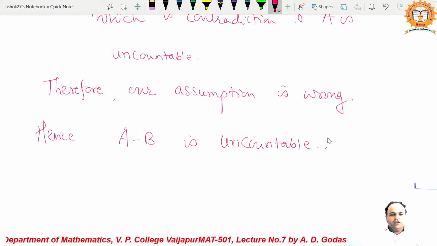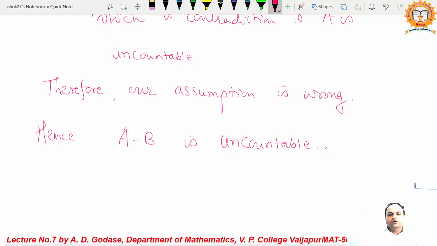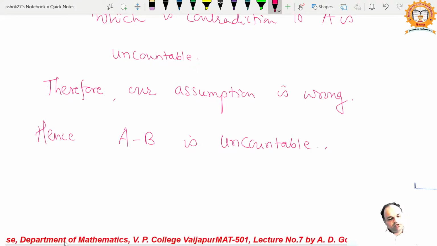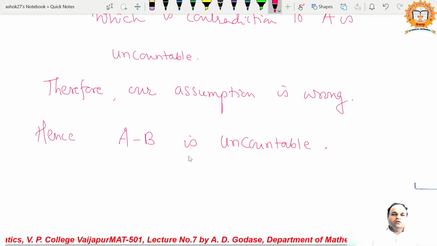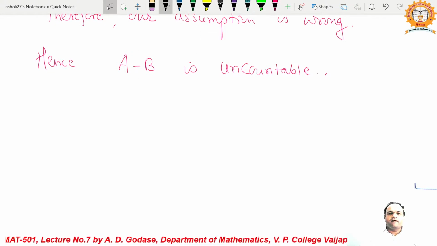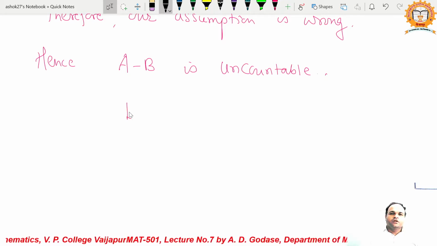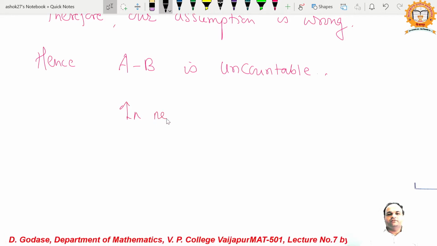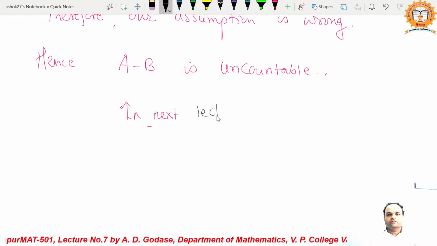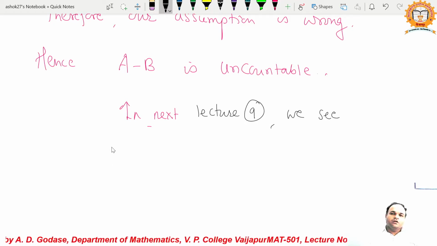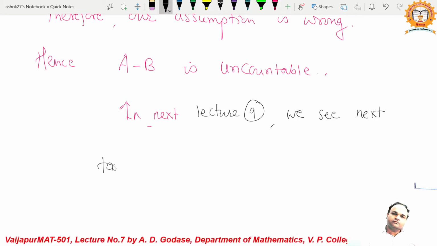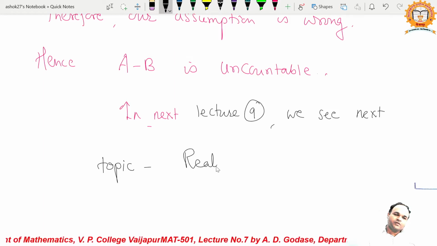So this is about countable sets. The next topic is real numbers, in which we will prove that the set of real numbers is an uncountable set. So we'll stop here. In the next lecture, lecture number 9, we'll continue with the next topic, real numbers.